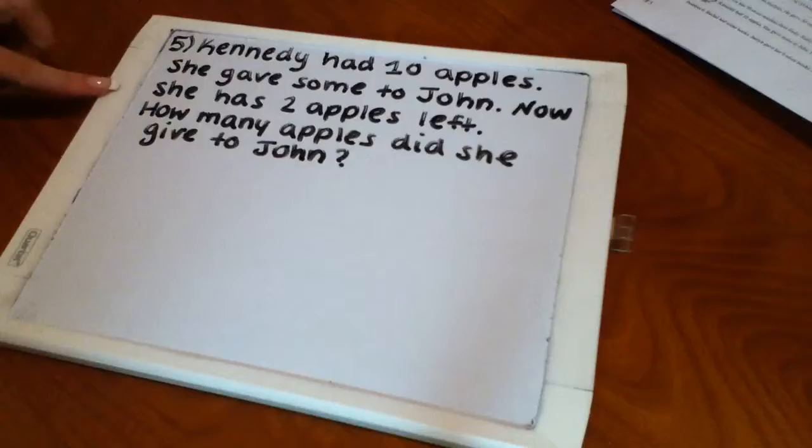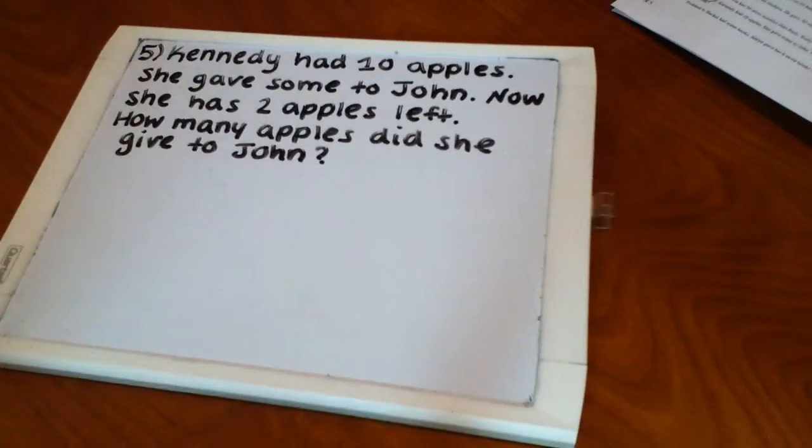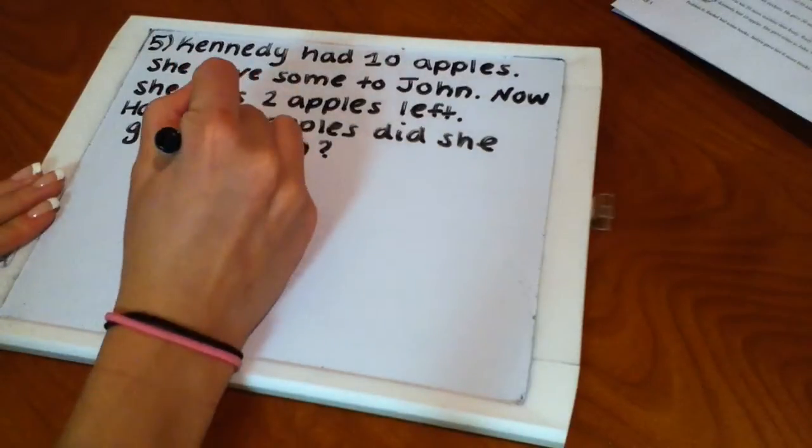She gave some to John. Now she has 2 apples left. How many apples did she give to John? So for this problem, I want to do a separate structure. And a separate structure is used a lot of times when you're doing subtraction. It's really used when you have some kind of whole and some kind of action happens to it. So the way that looks is you're going to have 3 circles.